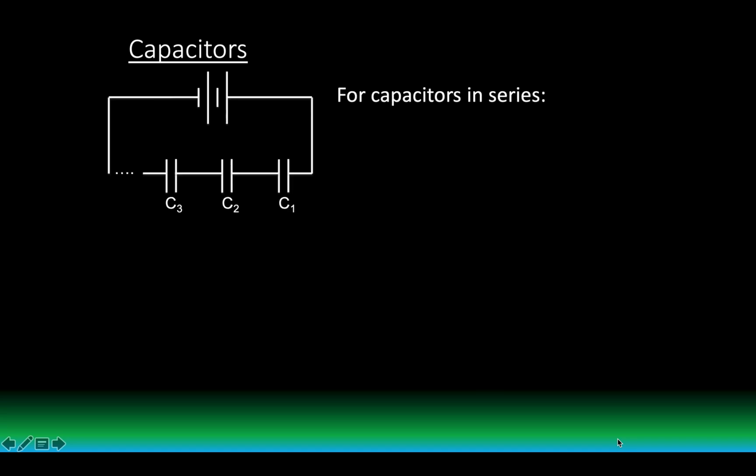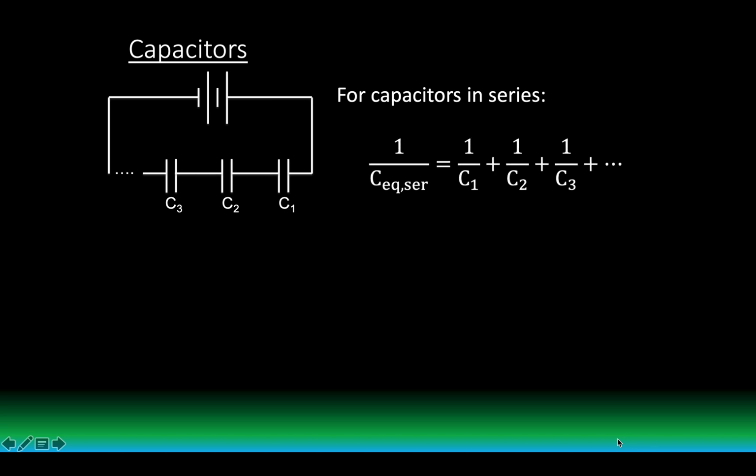Capacitors are another example of a type of circuit element that we will encounter being combined in series and in parallel. Here's a group of capacitors that are combined in series. These capacitors have capacitances C1, C2, and so on. This group of capacitors combined in series could be said to be identical to a single capacitor with an equivalent capacitance given by this equation.